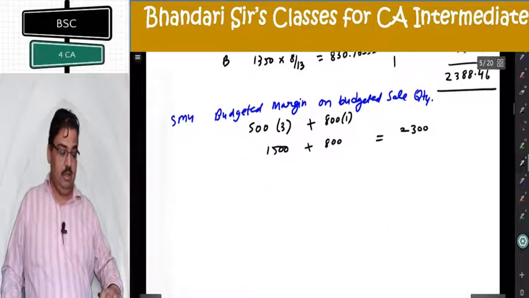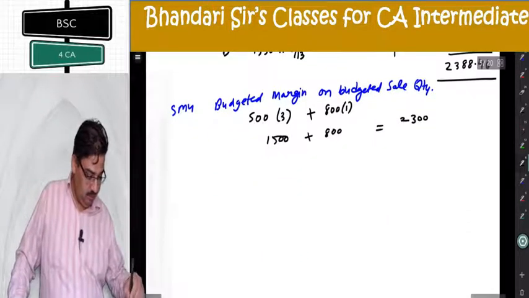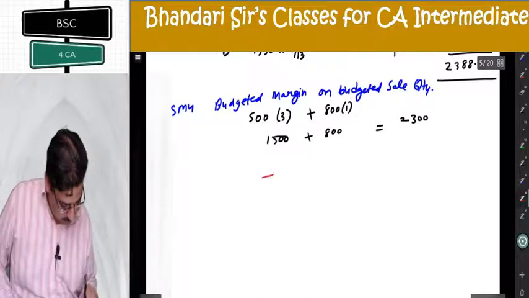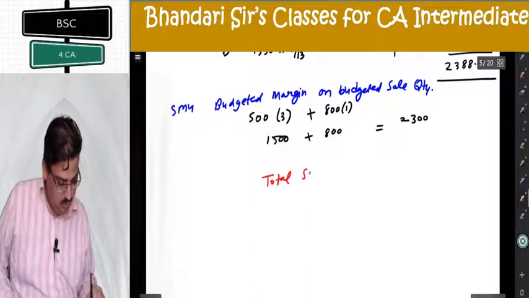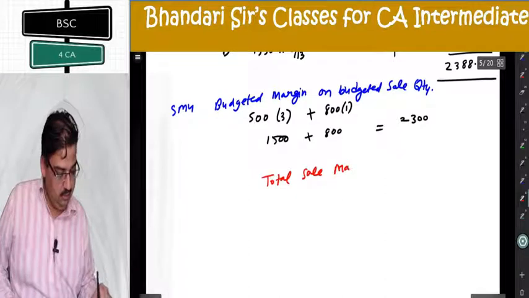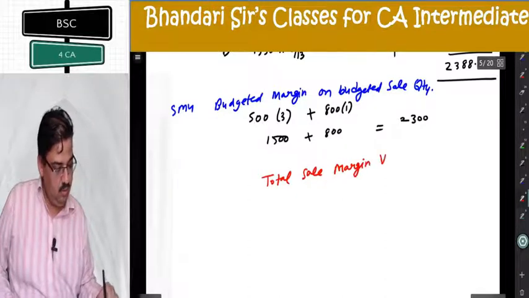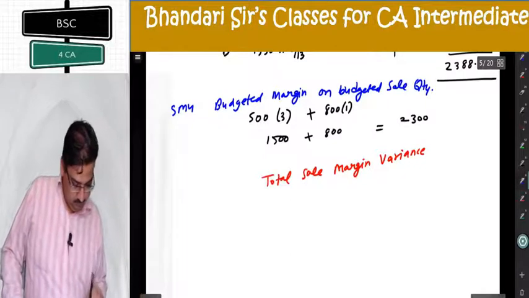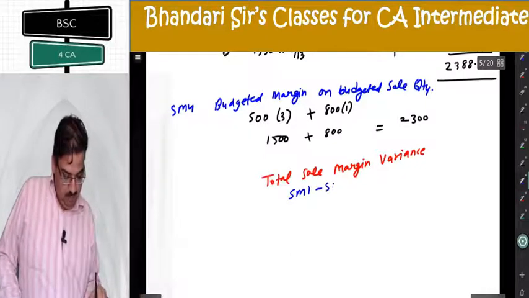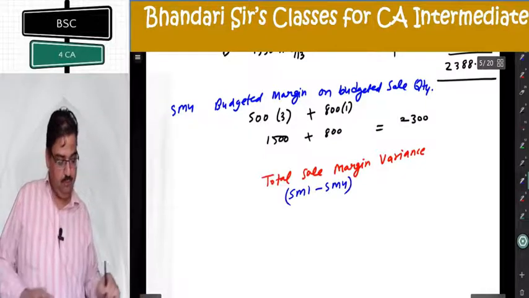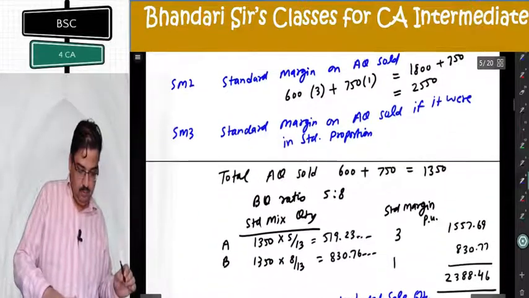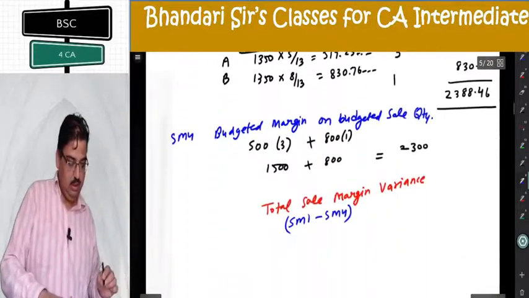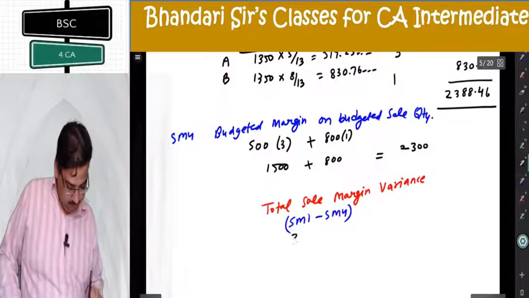Now based on this, I create the table. Total sales margin variance, SM1 minus SM4. This is 3600 minus 2300.